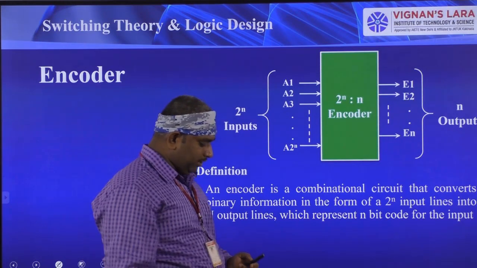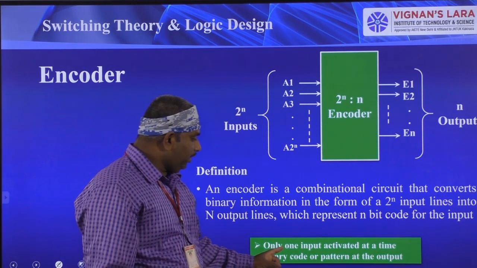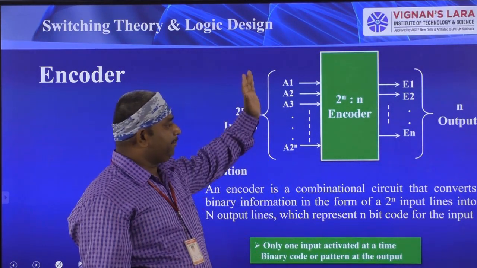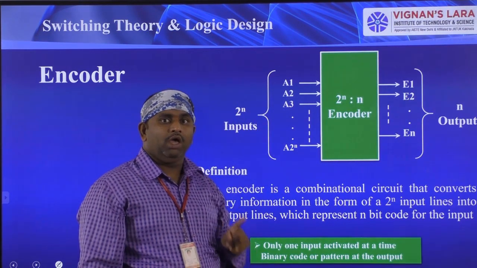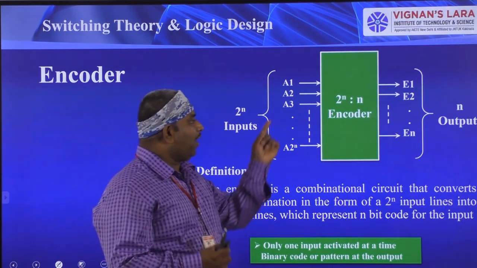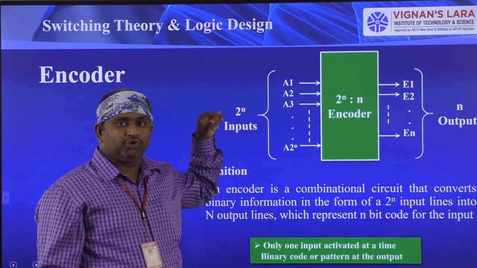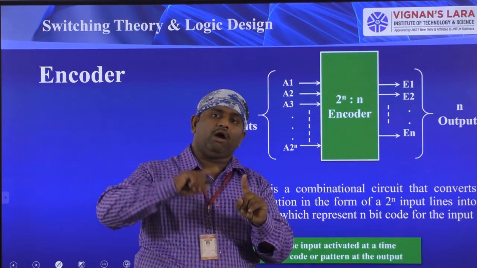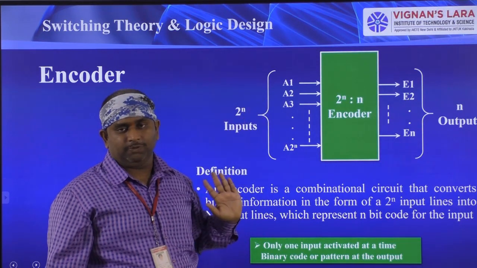Now coming to the internal functionality of this encoder. Only one input is activated at a time. So in a particular period of time, any one of the inputs is going to switch on, and all the remaining inputs are going to switch off. That means we have to give only one input among A1 to A 2 power n. That is, in the 2 power n inputs, we have to switch on only one input. Remaining all the inputs are 0. So that is the condition at the input side.